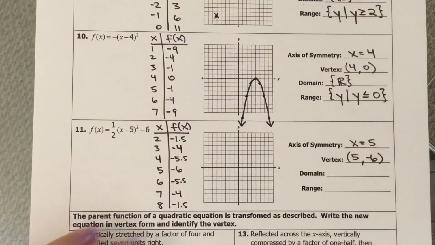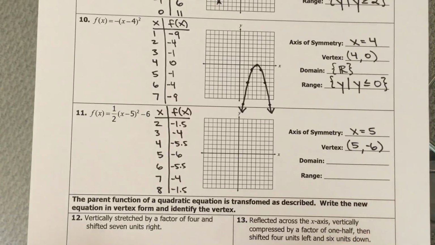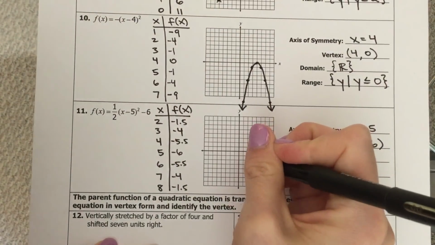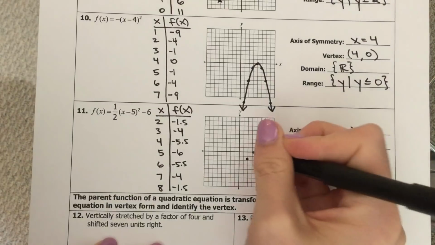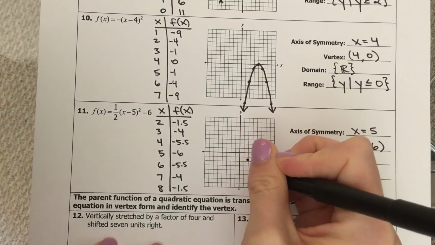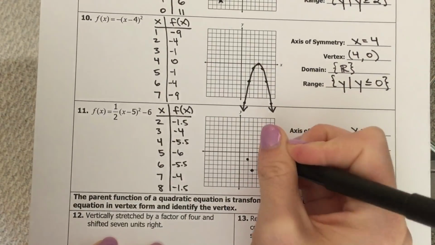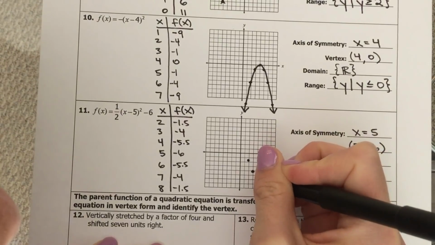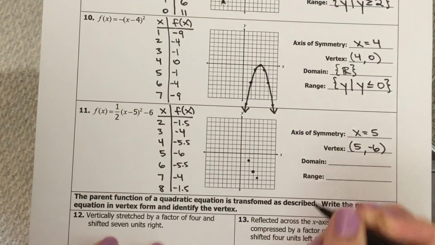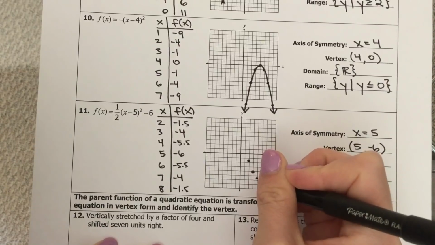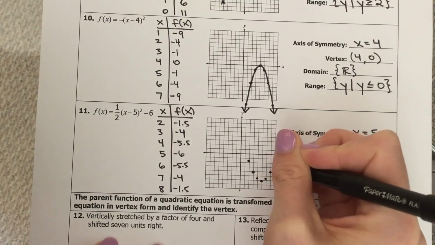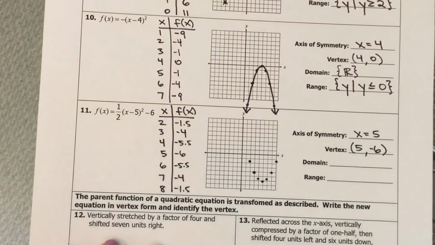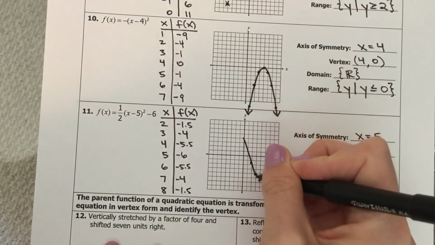Okay, so I'll plot these values, connect the dots, and I'll have my last parabola. So 2 is at -1.5, which you just estimate. 3 is at -4. 4 is at -5.5. And that's at -6. Okay, so then mirror these values back here, and then go ahead and connect the dots.